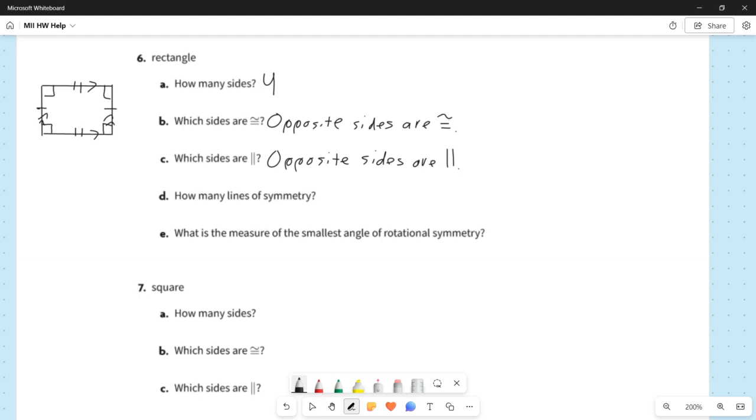D, how many lines of symmetry? So in this figure, I could have one line of symmetry going vertically and another line of symmetry going horizontally. And that, I believe, is all of the lines of symmetry that a rectangle has. So it has 2. What is the measure of the smallest angle of rotational symmetry? If I take this rectangle and I go 90 degrees, it's going to be more of a tall, skinny rectangle, which is not what I start with. If I go another 90 to 180, I will get back the same rectangle that I had before. And so here, the measure of the smallest angle is 180.